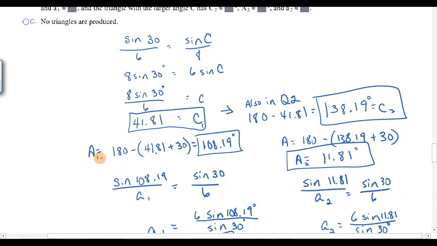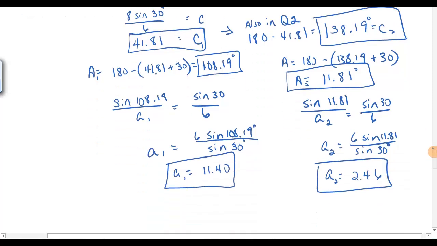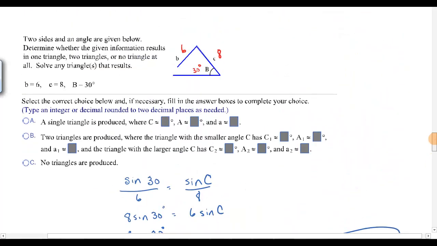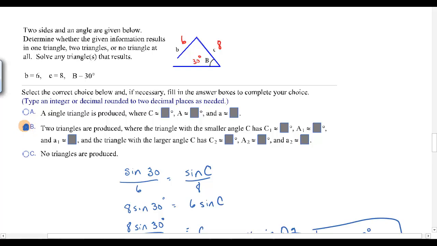If we're looking for angle A, we've got to do 180 minus, and we use this one. Here we use 180 minus, and we use this one. So you're going to get 2 angle A's. This is A1, this is A2. Then to get the sides, you're going to do the same thing, and you'll get 2 side A's. And when you go back up to how to put that in, it would be this choice: 2 triangles are produced, and then you can put in C1, A1, and the triangle with the larger angle, you put its numbers here. So it allows you to put all of that in there. That should work fine.